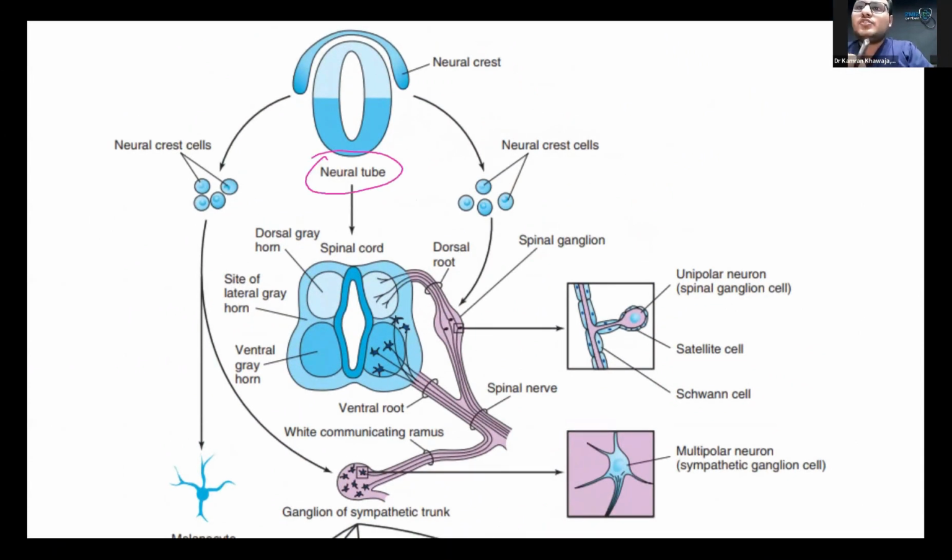In this neural tube, above are the neural crest cells, and the neural tube and neural crest cells have different functions. The neural tube will go on to make the spinal cord portion. We know that there is an anterior horn and a posterior horn of the spinal cord, which are adult structures. The anterior horn is called the ventral gray horn, and the posterior is the dorsal gray horn.